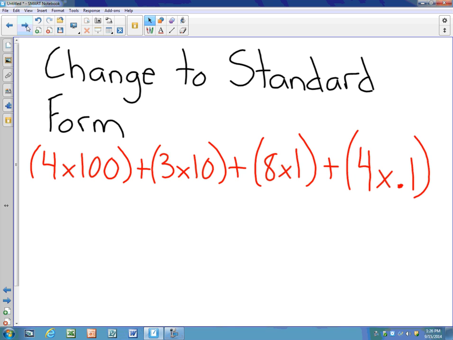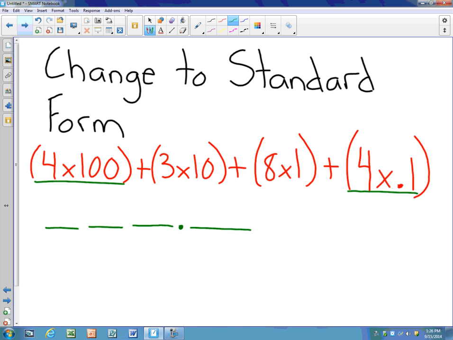Now sometimes you're given the expanded form and you need to turn it into the standard form. And when we do that, we look at the largest place value. In this case, it's the hundreds. And then I go all the way over to the decimal, and I see that I have to go all the way out to the tenths place. So I'm going to make a line for that as well.